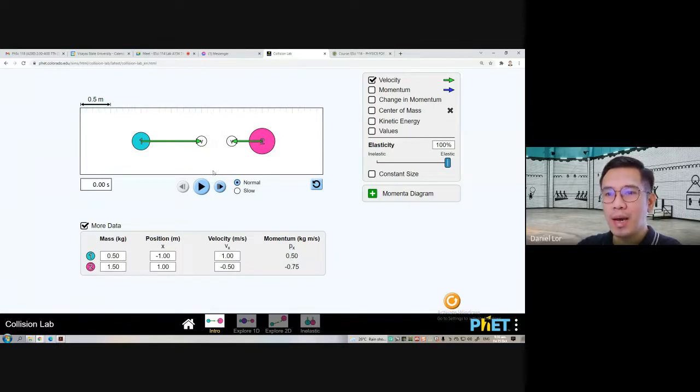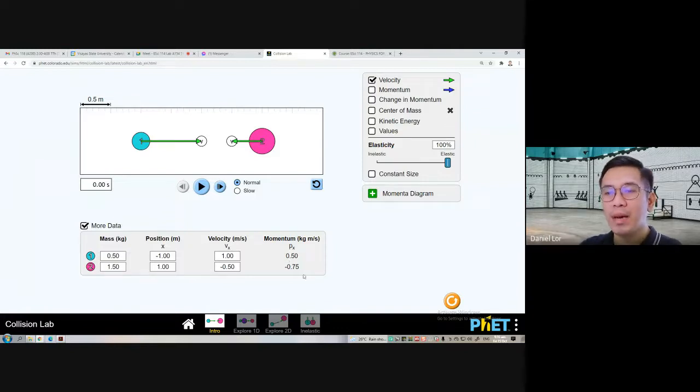For the second mass, that is 1.5 kilogram times velocity, which is 0.5. Therefore, its momentum is 0.75 kilogram meter per second.